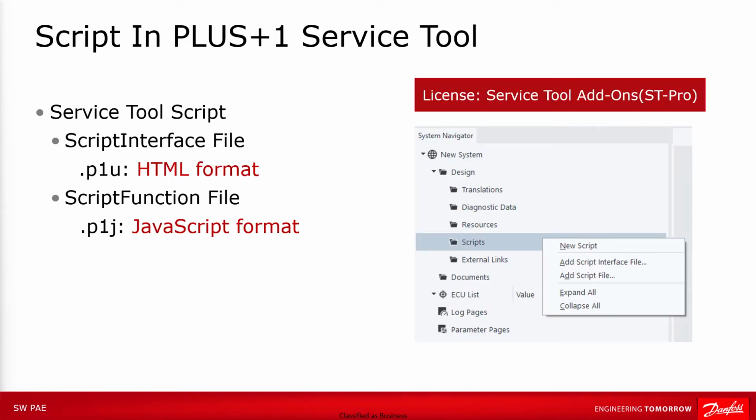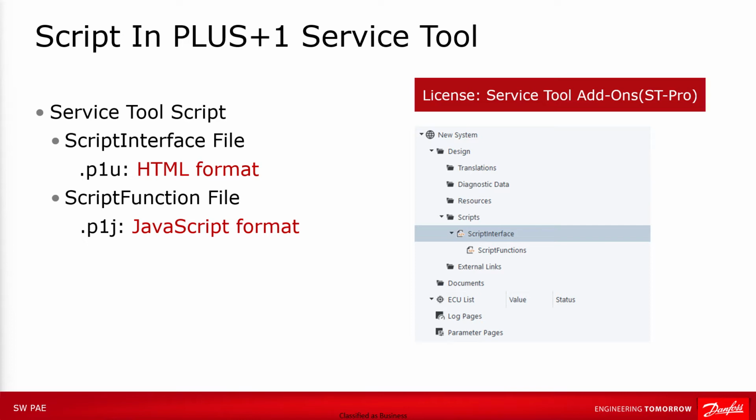The first step to create a script in Service Tool is to create a new script interface and script functions files. These files are created by right-clicking on the script folder under the design folder and selecting New Script. Note that you need the ST-Pro license to access the design folder. After creating a script, two files are automatically generated in the script folder: script interface.p1u and script function.p1g.